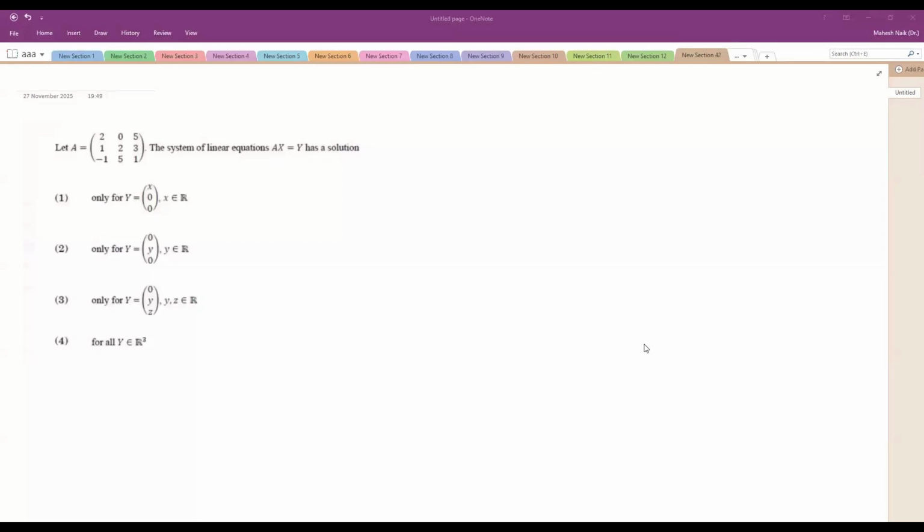Irrespective of the right hand side y, which is not known. So we are looking at what kind of solution will be possible. Let's try to find the rank of A. To find the rank of A, let's do two operations. We can interchange R1 and R2.